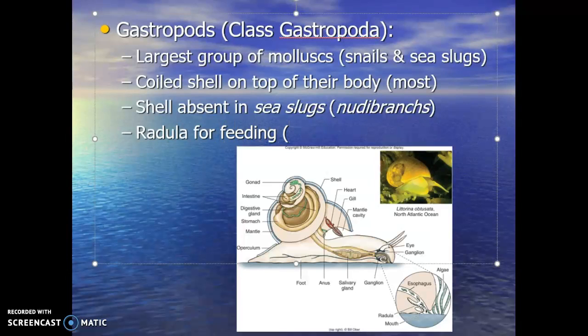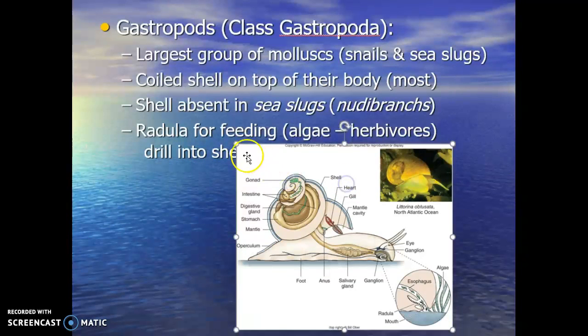Now they're scraping and clawing and kind of scraping, chewing, and eating away at algae. So that makes these guys herbivores if they're eating algae. Now what's crazy is some of these mollusks use the radula to drill into shells.